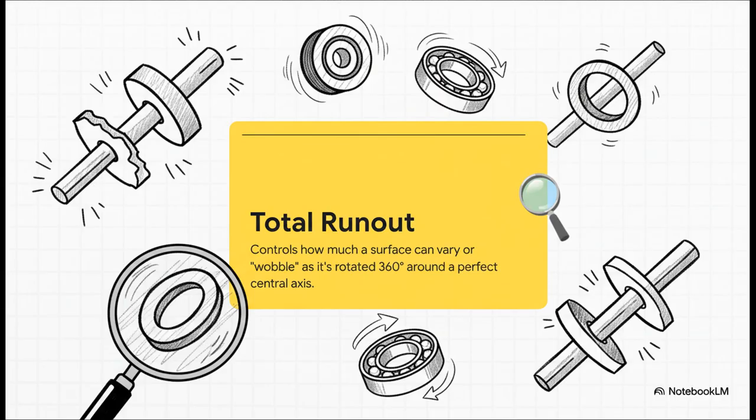Now let's tie this back to our original problem. Check out total runout. This is absolutely critical for anything that spins. It controls how much a surface can wobble or vary as you rotate the entire part 360 degrees around a central axis. This symbol is the direct enemy of imbalance. It's what stops shafts, pulleys, and bearings from shaking themselves apart.